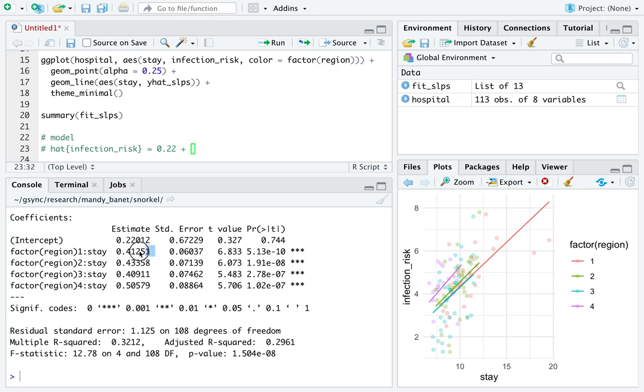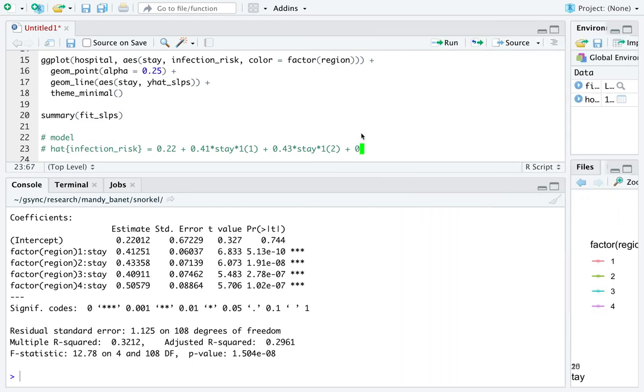So then working our way down, we've got a slope on stay appropriate for region one. So we go 0.41 times stay times an indicator variable for region 1. Let's get rid of some of these extra spaces so I don't run out of room here. We're going to work our way down to the next slope. It's 0.43 times stay times an indicator variable for region 2. Plus, I'm going to run out of room anyway. Plus 0.41 times stay times an indicator variable appropriate for region 3.